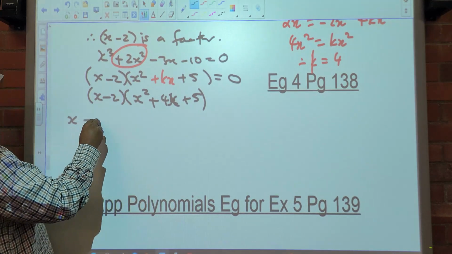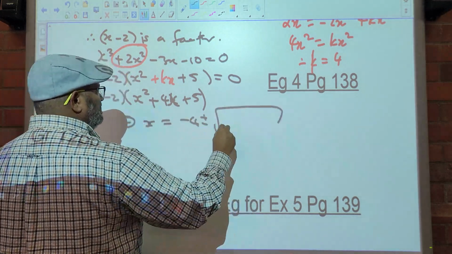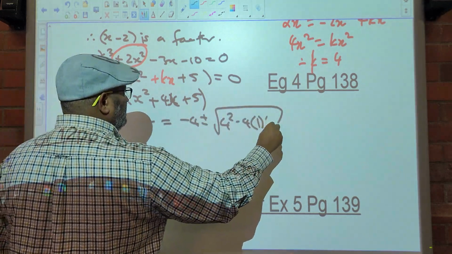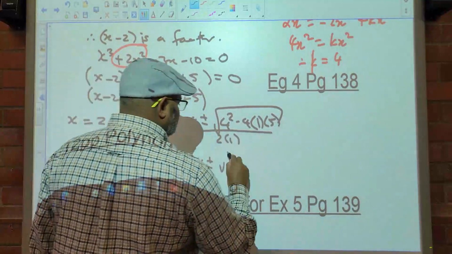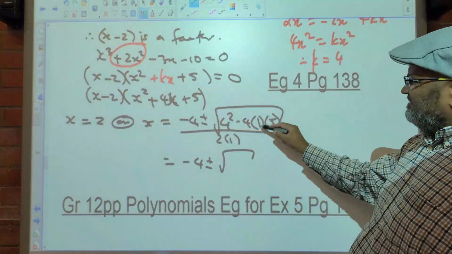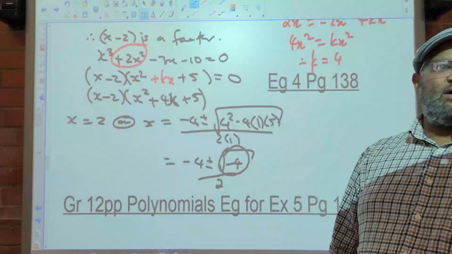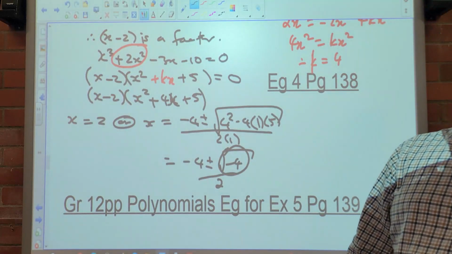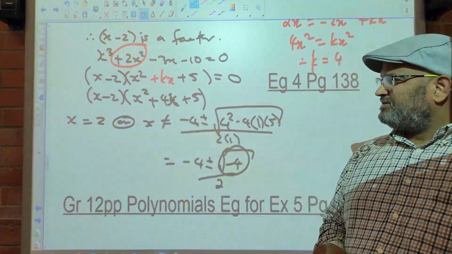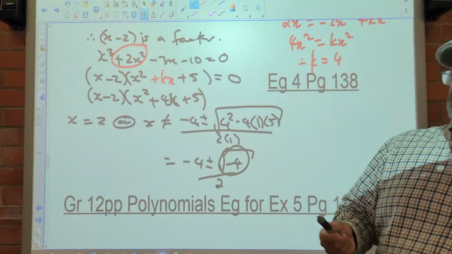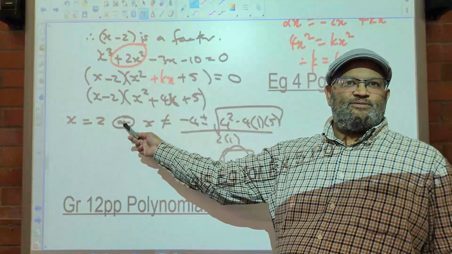So x is equal to 2, or x is equal to minus b plus or minus the square root of b squared minus 4ac over 2a. Which gives us negative 4 plus or minus the square root of 16 minus 20, which is negative 4, over 2. So hang on, what's going to happen there? Imaginary roots, no? Not real roots here. So no solution on this one. So that means to say what? We only have one rational root.